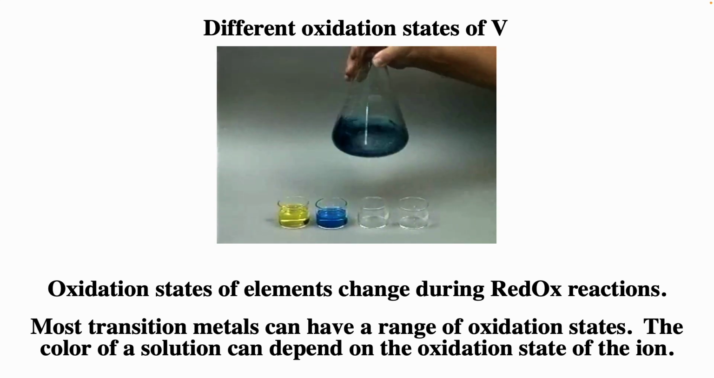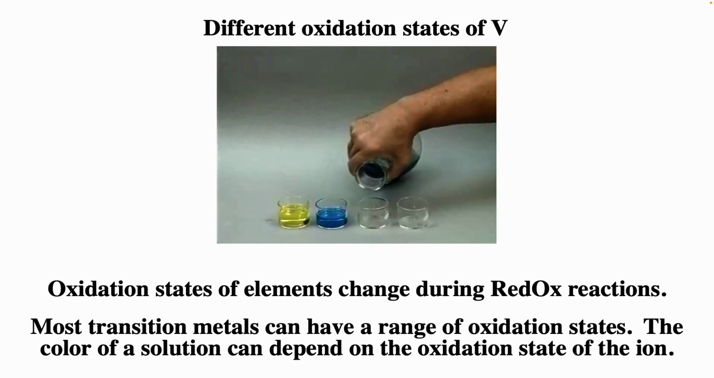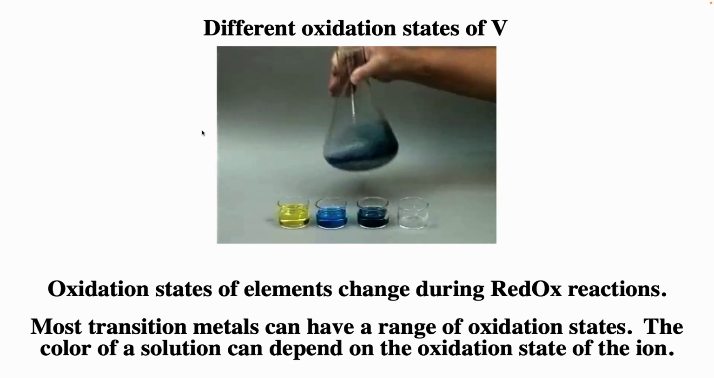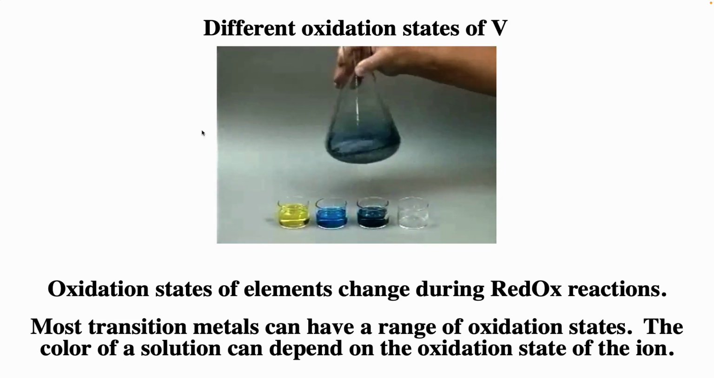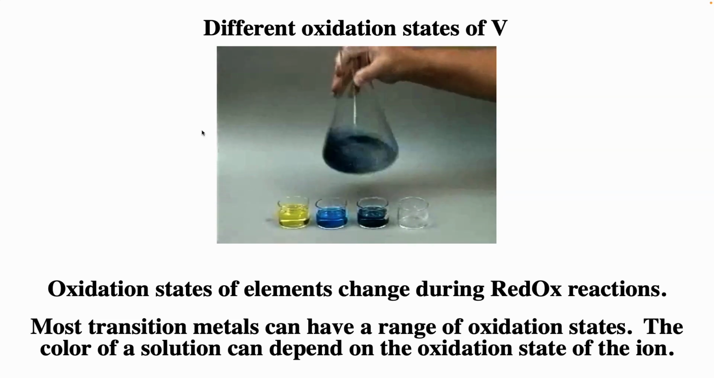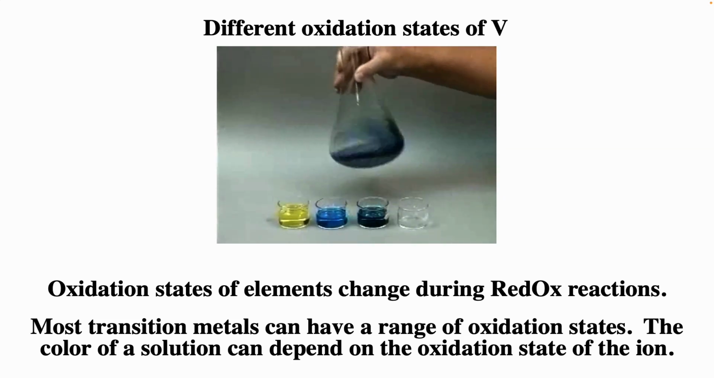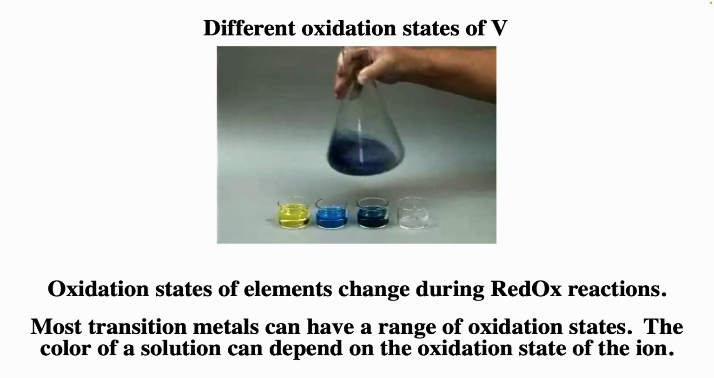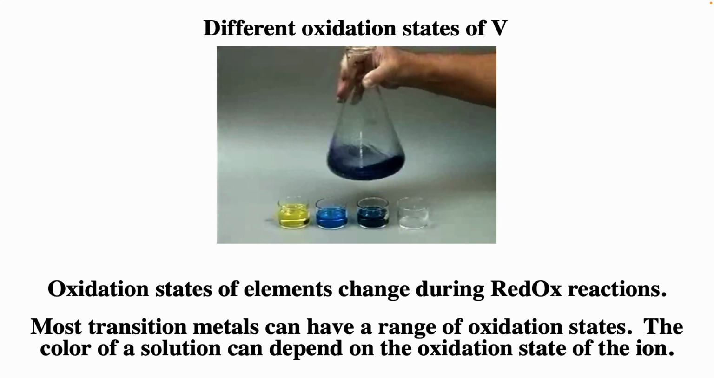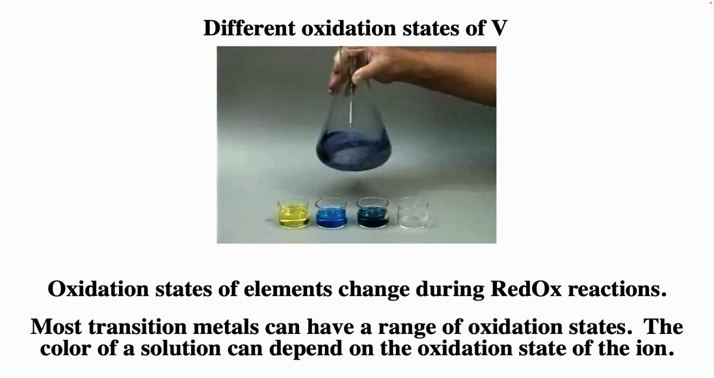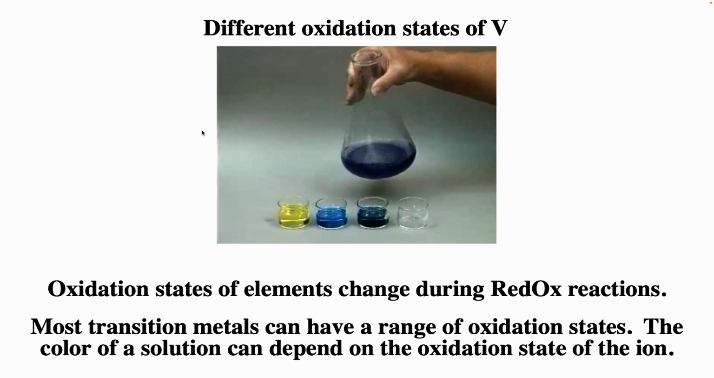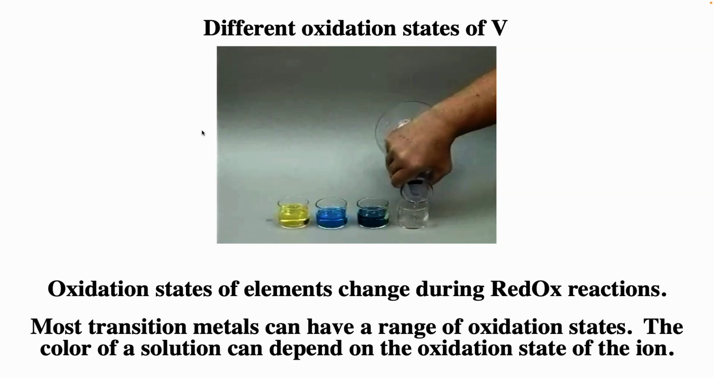Further reduction produces a deep green vanadium +3 solution. With even more swirling in the amalgam, the vanadium is ultimately transformed to purple vanadium +2.